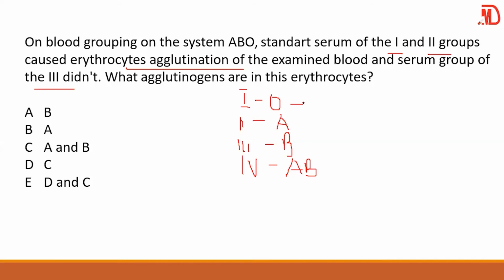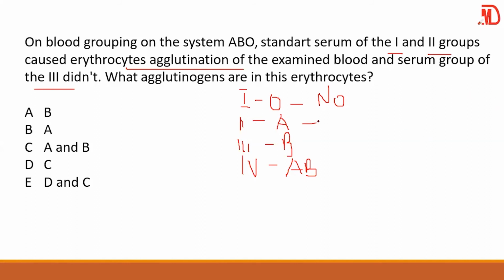Blood group O has no antigen. Therefore, you will see no agglutination in blood group O. That is why everybody can receive blood from blood group O people. Great.